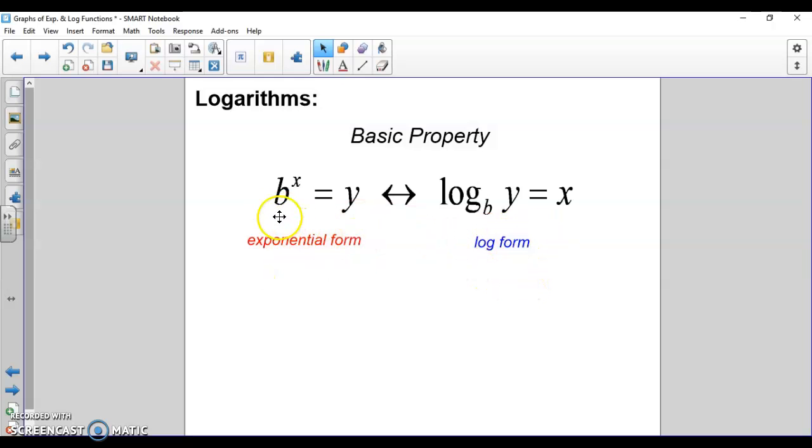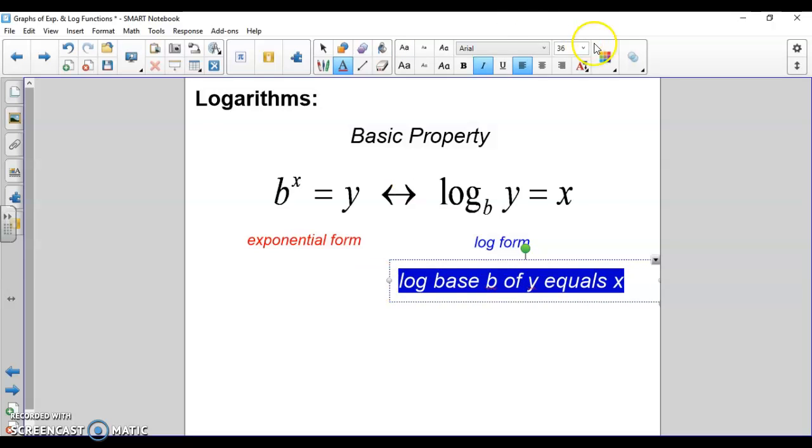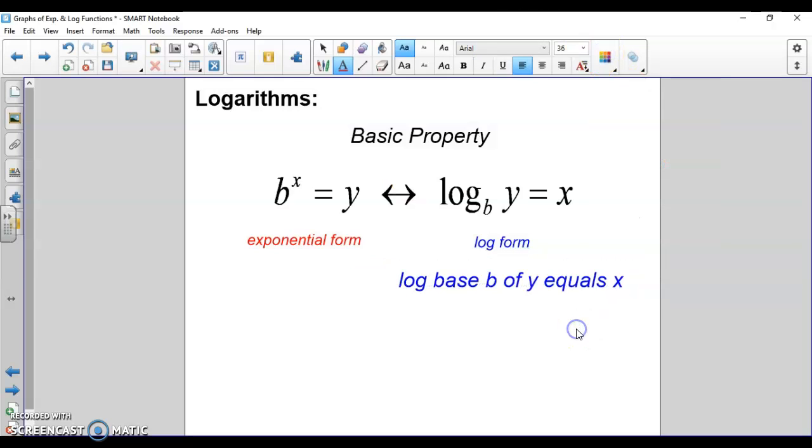Notice the variables match up. If you have b to the x equals y, you can write that in log form as log base b of y equals x. So that's red, log base b of y equals x. I'll actually type that out for you right now. So log base b of y equals x, and I'll write everything in words. So that's the way that's read, and that's why you'll be hearing me read that as well.